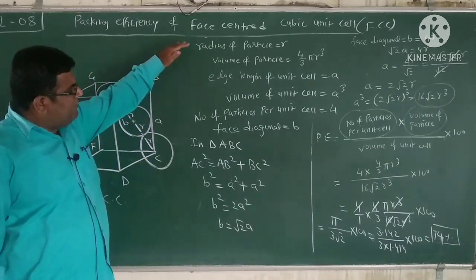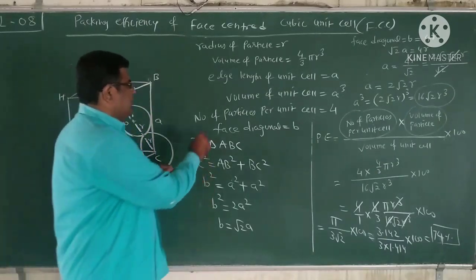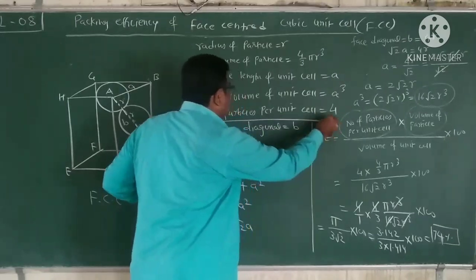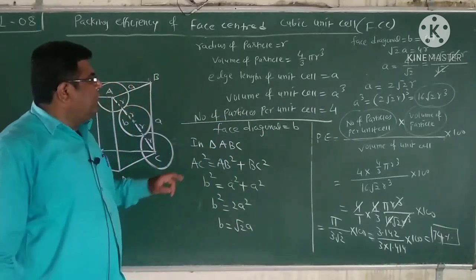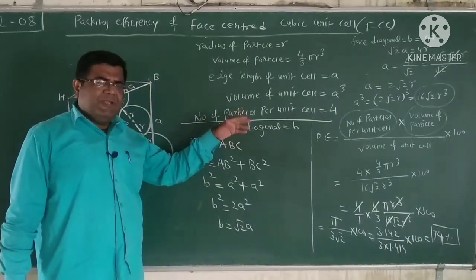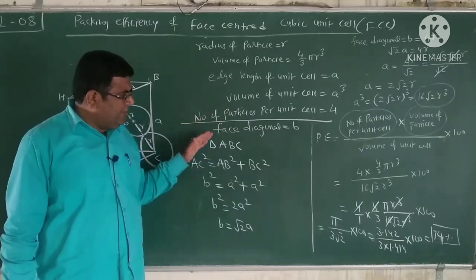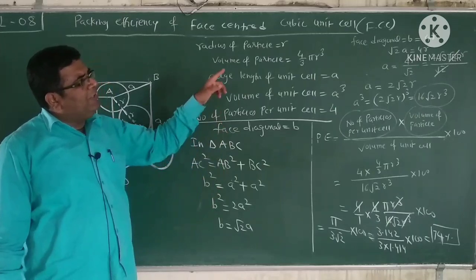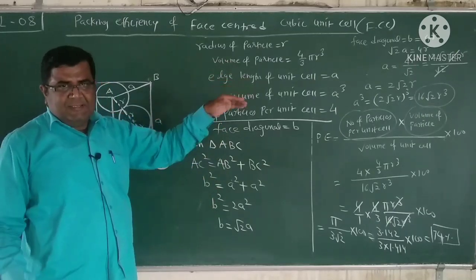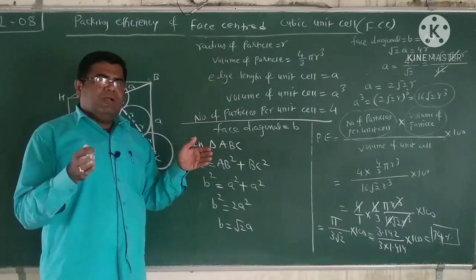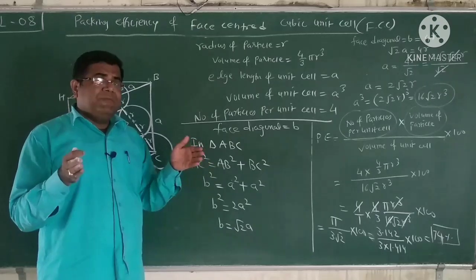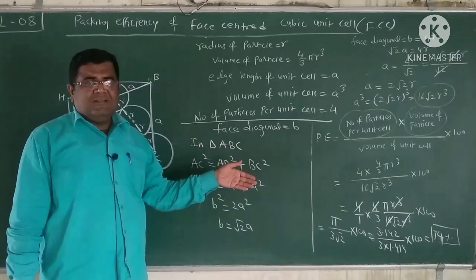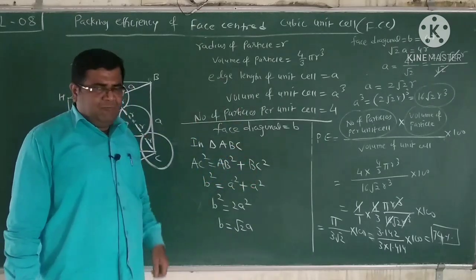So once again, the description is the same. In this, we need not change anything. Only the number of particles per unit cell, depending on the unit cell, we have to change. So I have to calculate the value of face diagonal, from that we get the radius, and we need to get the relation between edge length and radius, and then substitute that into the formula.